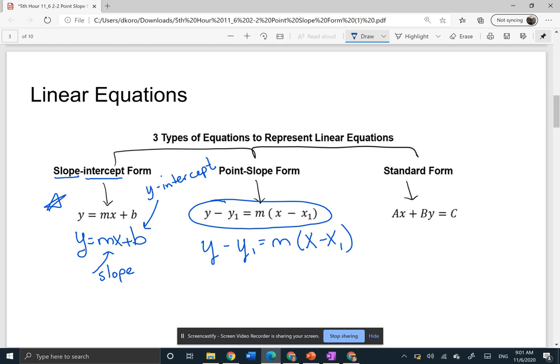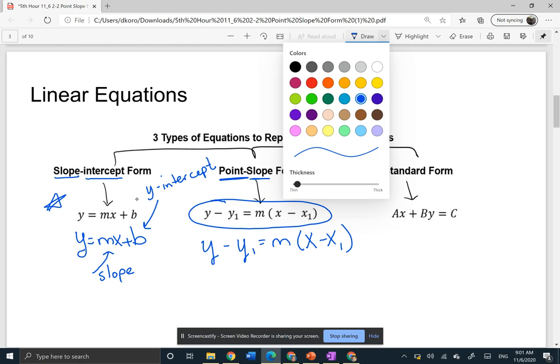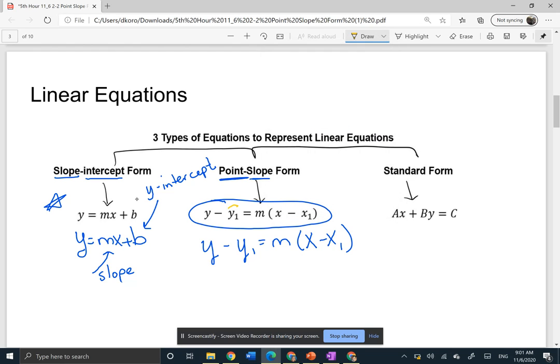Okay, point slope form is exactly what that sounds like. It's going to give us a point and a slope. So the tricky part about point slope form is there's two y's and two x's. The point is represented from this y and this x. And then we have our m, which is our slope. And these here give us our ordered pair, which is our x and our y.